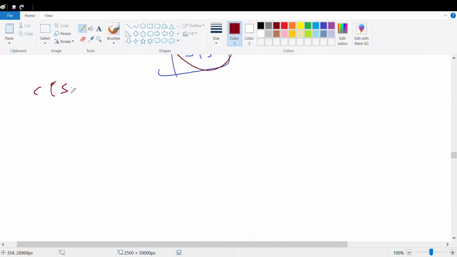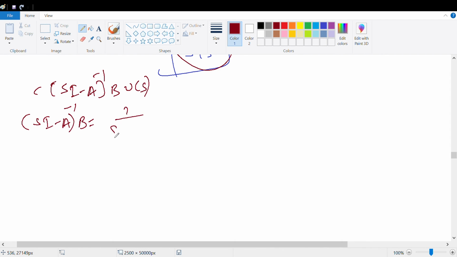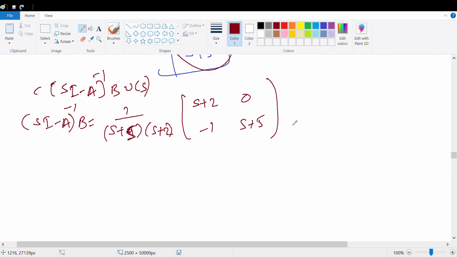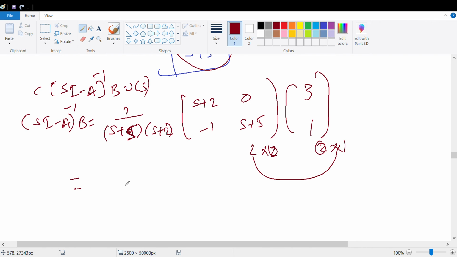To find C into (sI minus A) whole inverse into B into U of s. First we know (sI minus A) whole inverse, and we just do this: 1 by s plus 5, s plus 2, which is s plus 2, 0, minus 1, s plus 5, and the matrix B is 3, 1. So it's a 2 by 2 matrix and a 2 by 1 matrix. We get a 2 by 1 matrix.